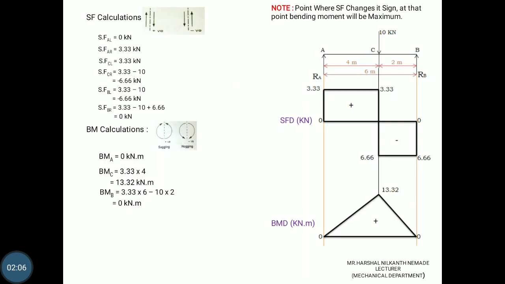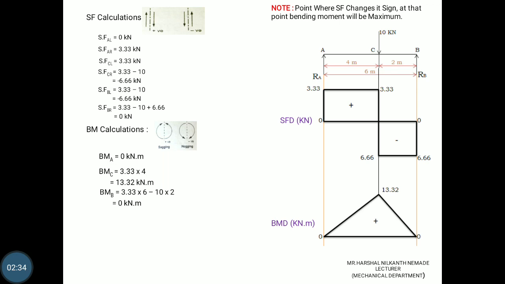First, the SF calculation. In SF calculation you may see the sign convention. As I told, I will make a section: section to the left-hand side upward force and section to the right-hand side downward force will be positive. Section to the left-hand side downward force and section to the right-hand side upward force will be negative.